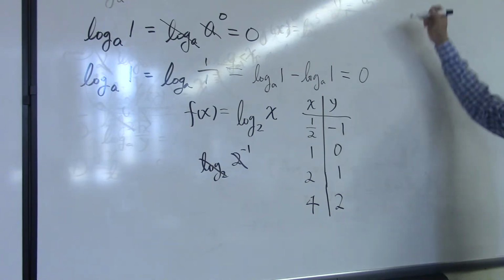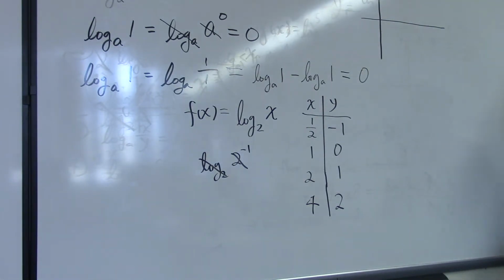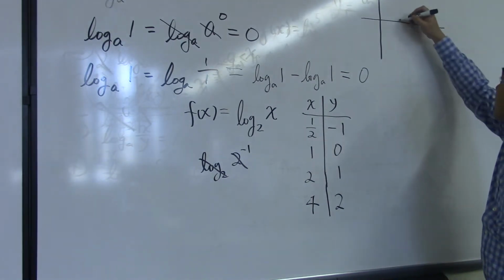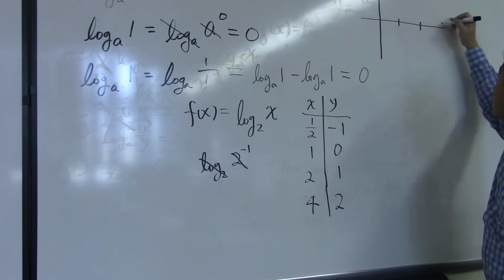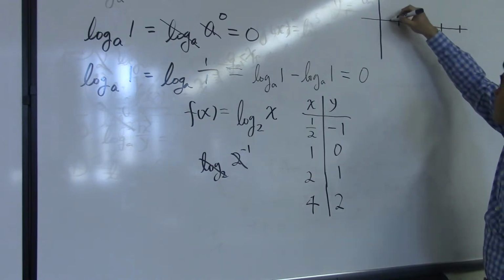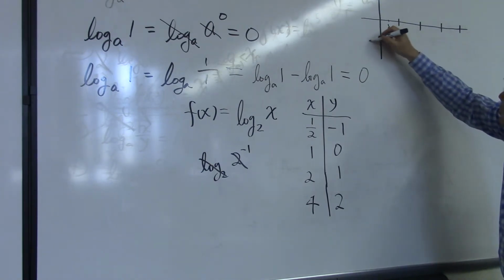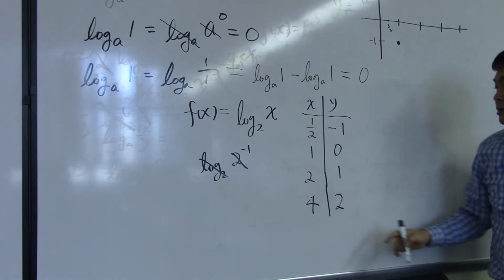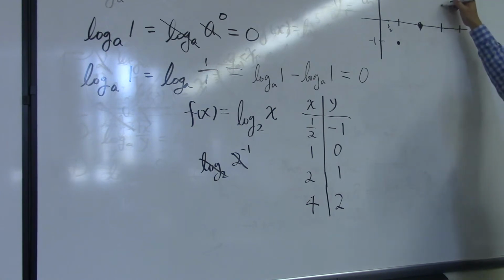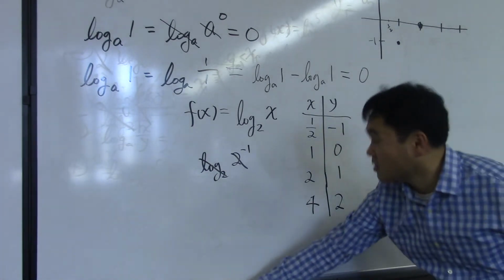Now let's put these points neatly on a grid. So I'm going to say this is 1, 2, 3, and 4. So this is 1/2. And that should give you negative 1. It's here. And if you plug in 1, you get 0. If you plug in 2, you get... Oh, sorry. I made a mistake.